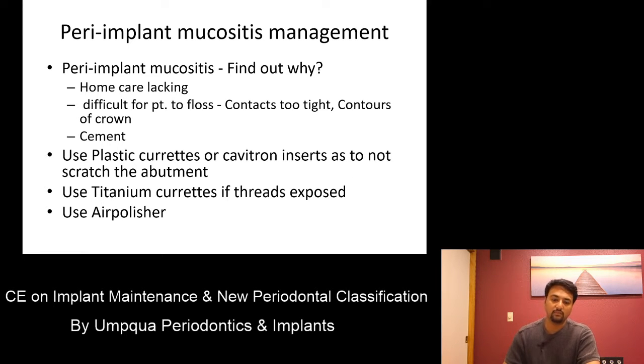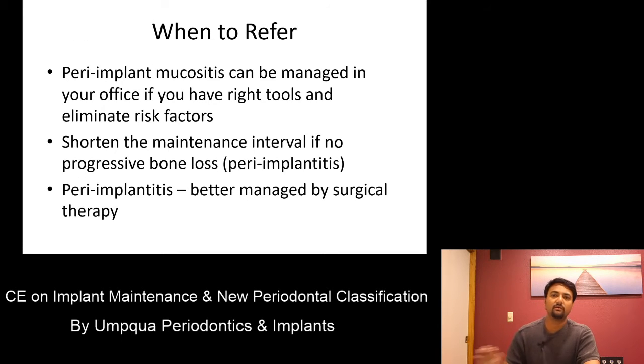Again, keep in mind that this is a reversible process, similar to gingivitis, so you want to catch it early and treat it early. If you don't feel comfortable treating in your own practice, or you don't have the right tools, then you can refer out, of course, to a periodontist who probably would have some tools to manage this.